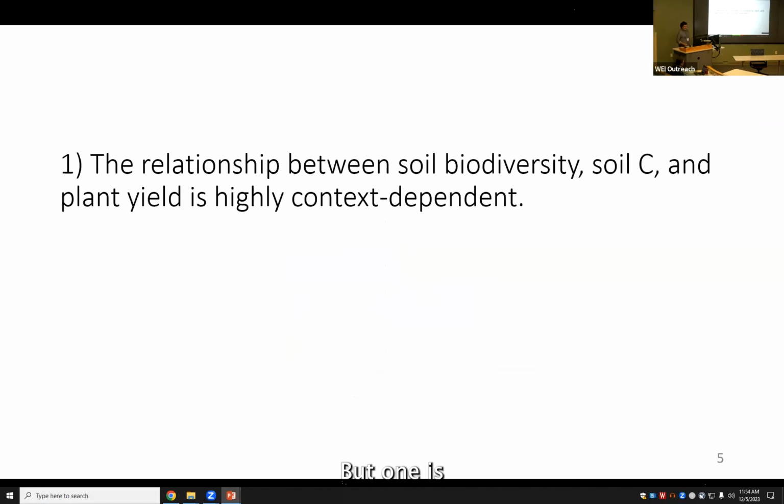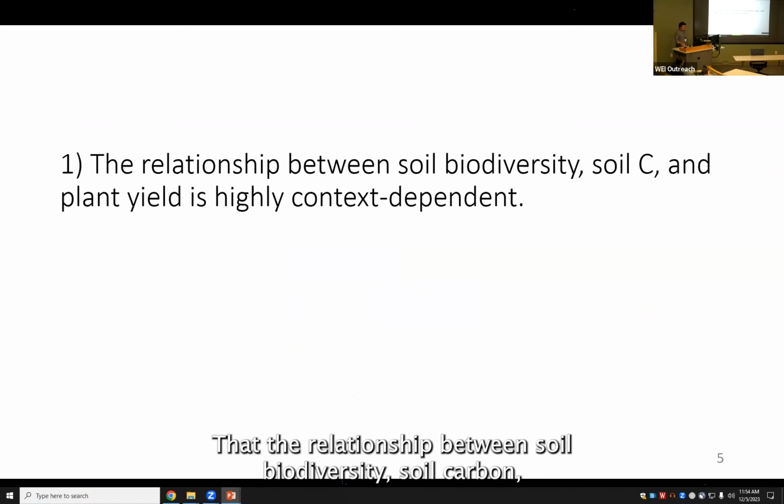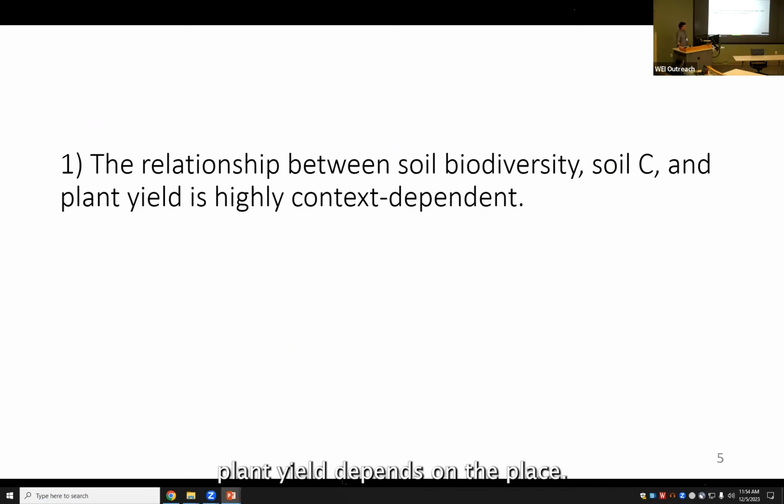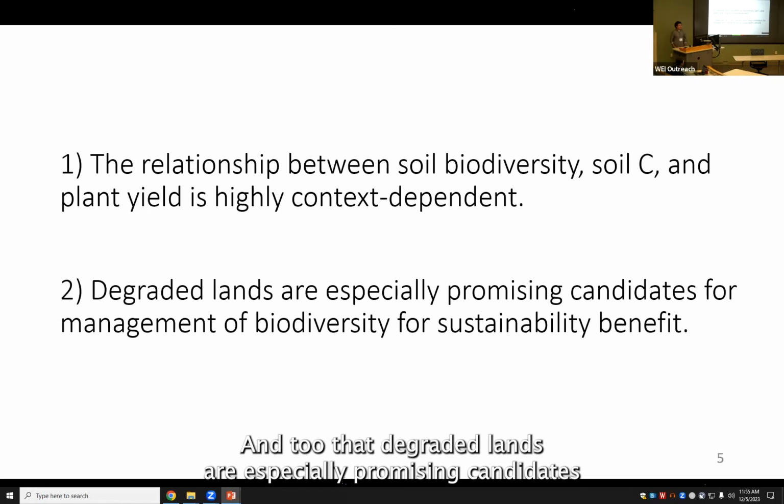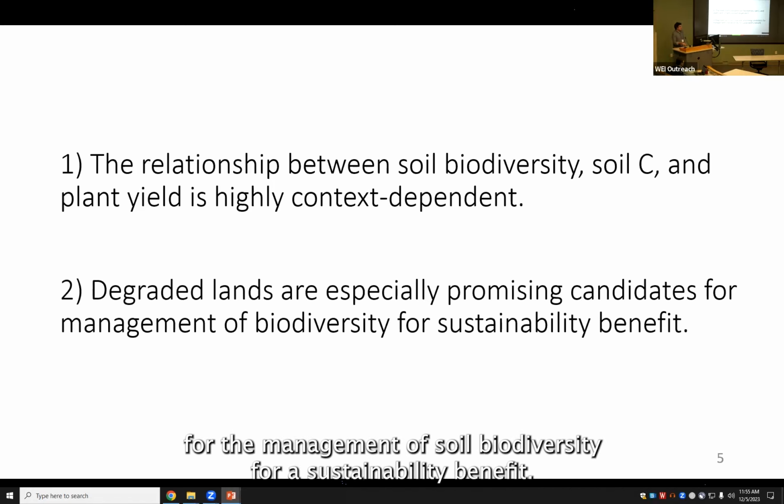But one is that context is hugely important, right? The relationship between soil biodiversity, soil carbon, and plant yield depends on the place. It depends on the place and time. And two, that degraded lands are especially promising candidates for the management of soil biodiversity for a sustainability benefit.